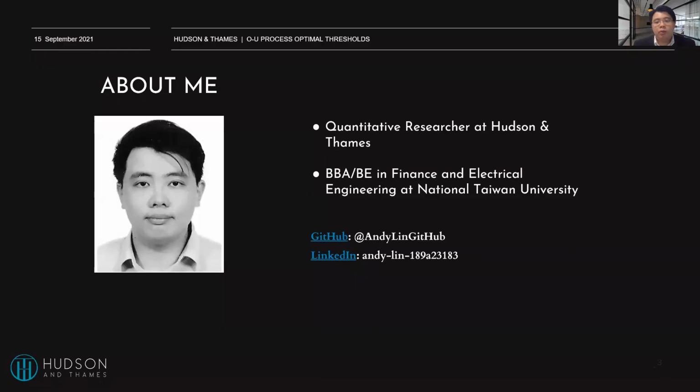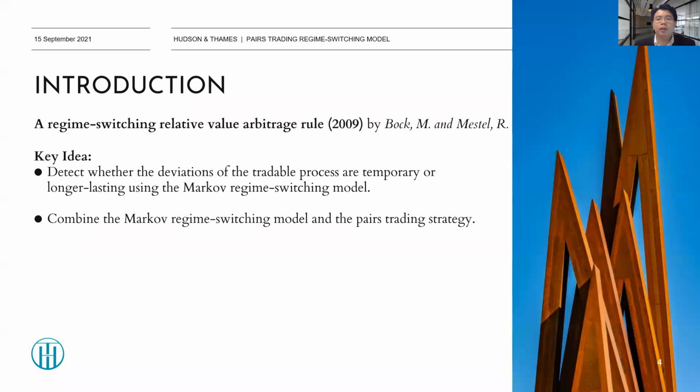So a quick word about me, my name is Andy Lin, and I'm currently a quantitative researcher at Hudson & Thames, and also a student studying finance and electrical engineering at National Taiwan University. This presentation, as well as the module that is present in the ArbitrageLab, are based on the paper called A Regime Switching Relative Value Arbitrage Rule, published in 2009.